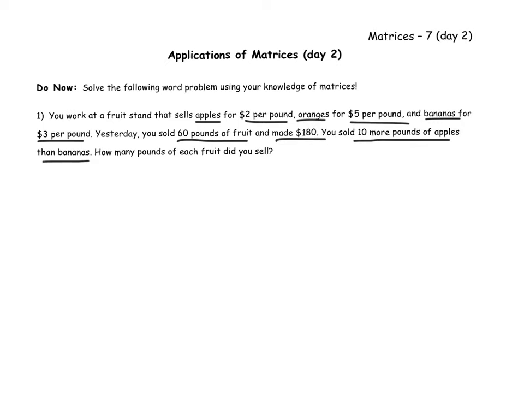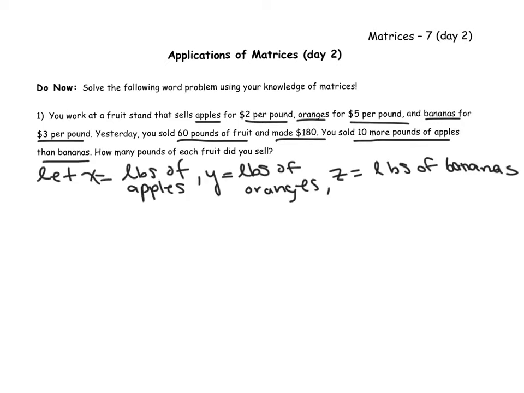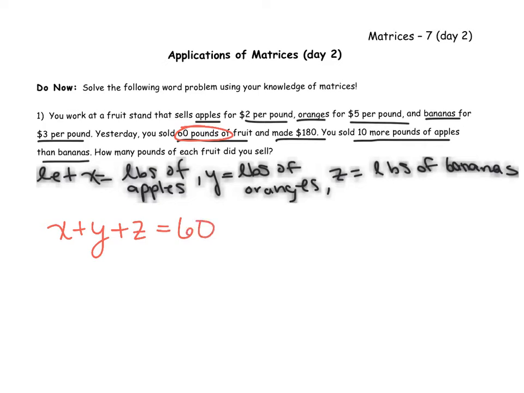Okay. Well, first I'm going to come up with my let statements. So X is pounds of apples, Y is pounds of oranges, and Z is pounds of bananas. So we want to come up with our system of equations. We know that each apple, orange, and banana sold totals to 60 pounds. So we have X plus Y plus Z is equal to 60.